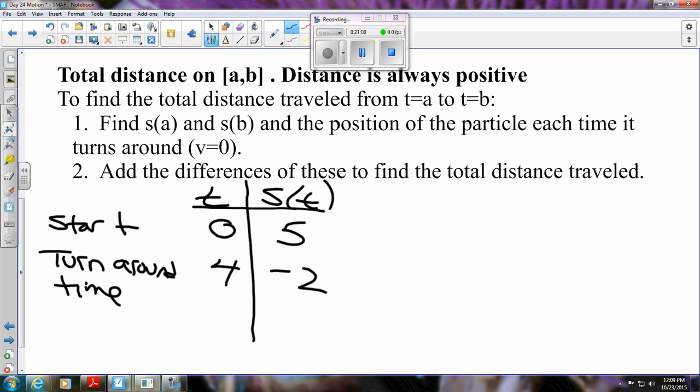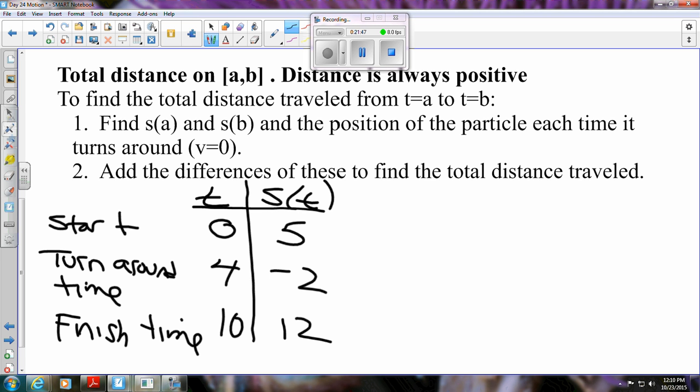So it starts out at 5, and it goes back to -2, turning around. And then it ends, the finish time is at T equals 10, and its position is 12. So it's at 12 on the number line at the end of its little trip. So it starts out at 5, goes back to -2, and then goes the other way to 12. And we want to find the total distance of travel.